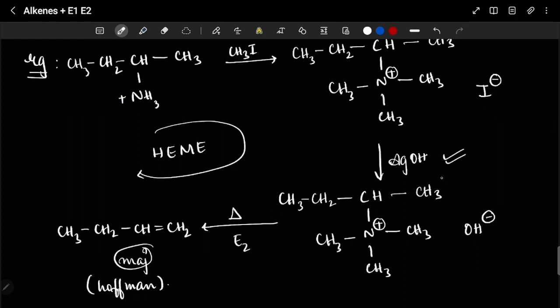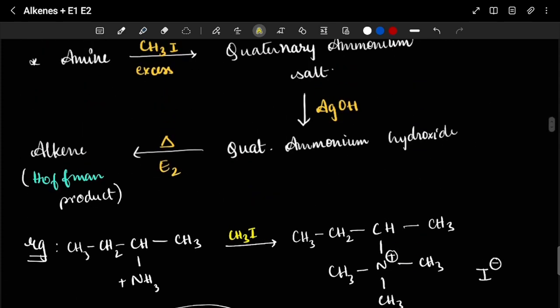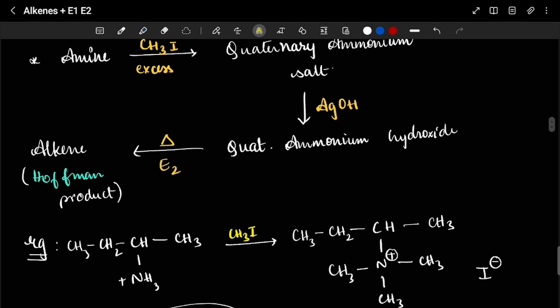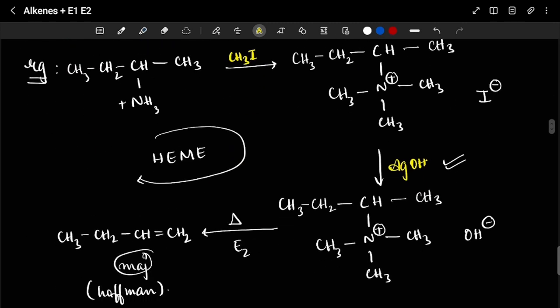Now again you are treating with AgOH. First you treated with CH3I, now you are treating with AgOH. So what would happen on treating with AgOH? Quaternary ammonium hydroxide is formed, so OH minus ion is formed here. And then when you heat it, this salt is going to come out, and once it comes out, it is going to get a charge.